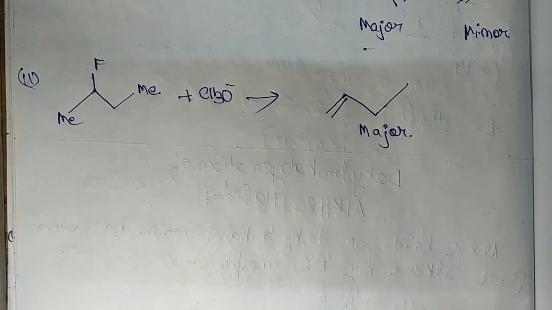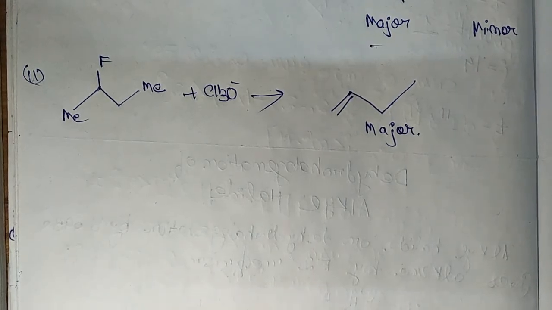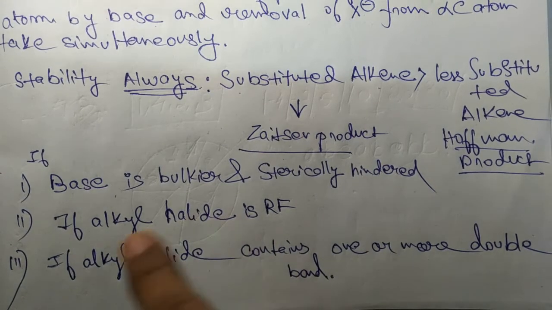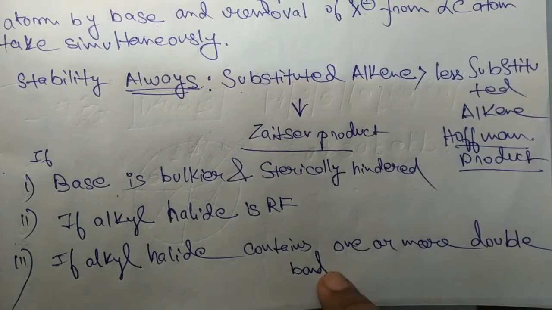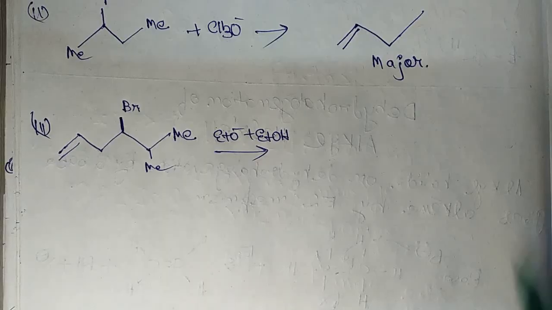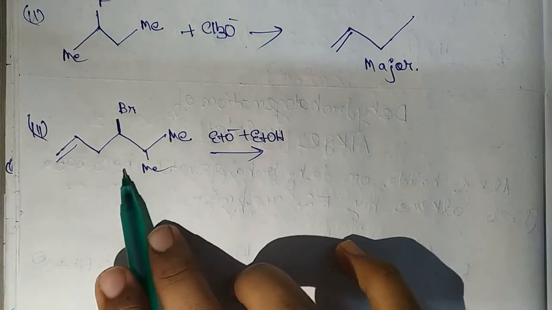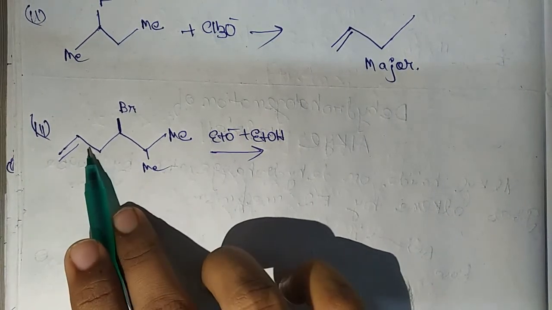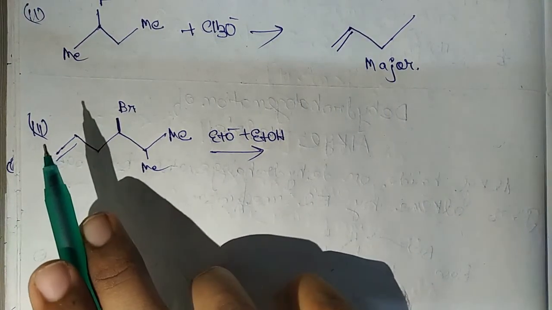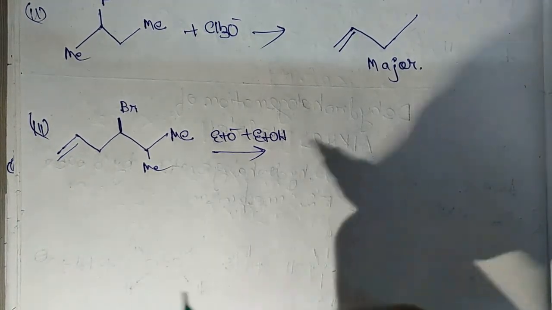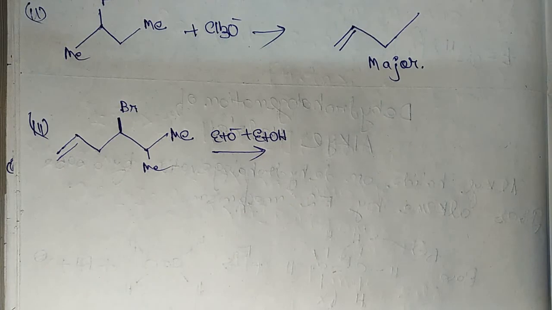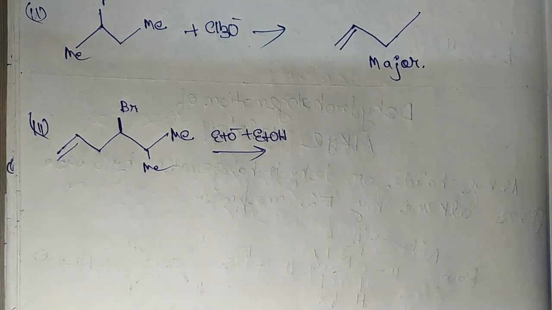Now we'll move on to the third case. Our third case is if the alkyl halide contains one or more double bonds. Now friends, concentrate here. It is our alkyl halide which already has an alkene. Here it is a double bond. Now we will see whether in this case our major product is the Hofmann product or the Zaitsev product.